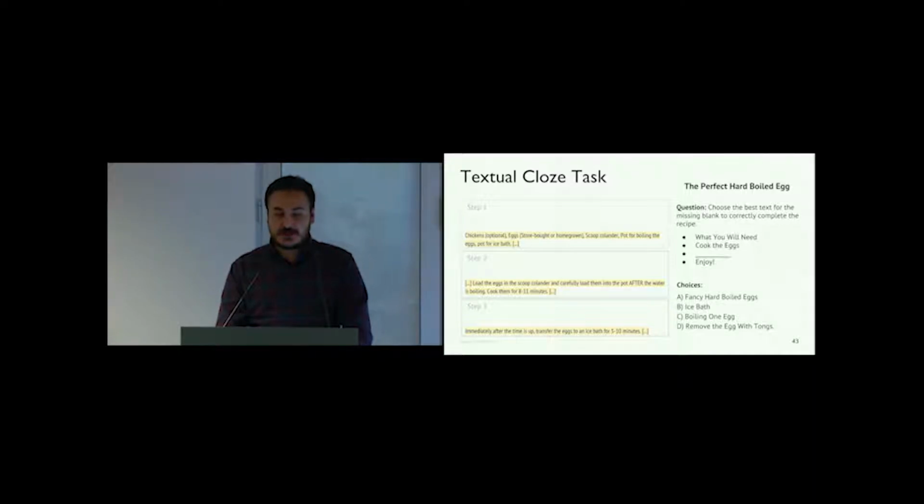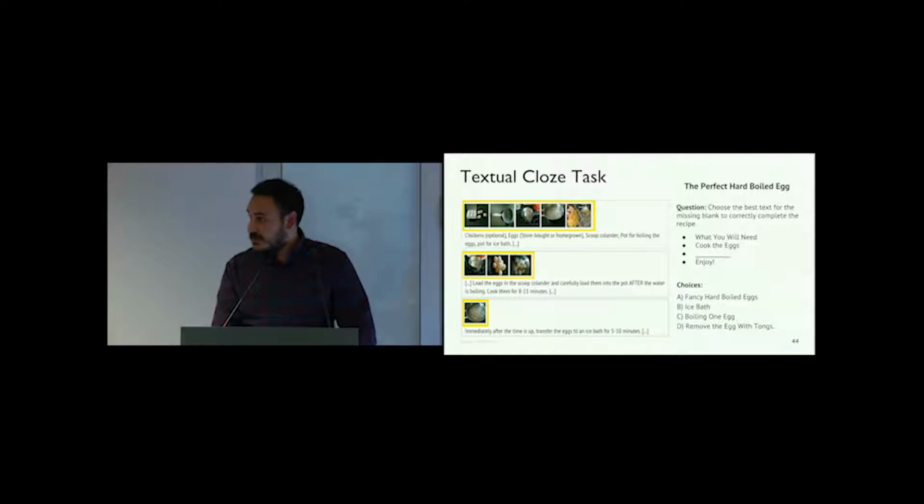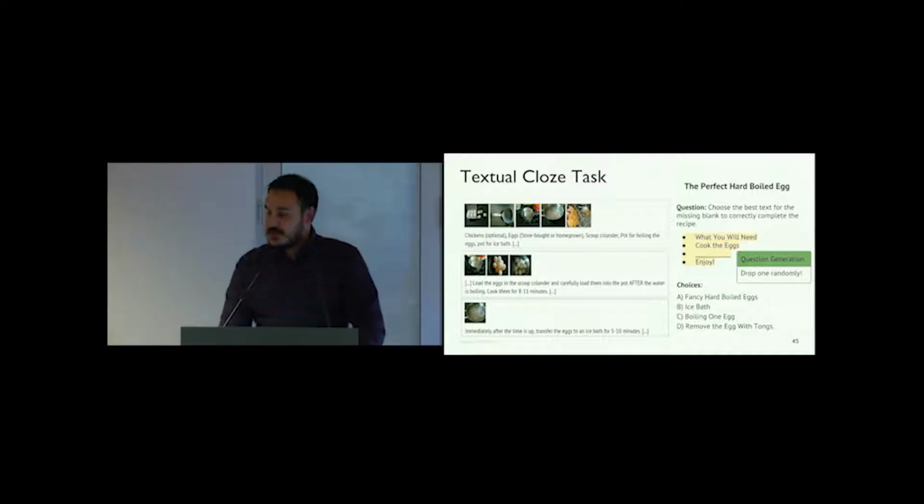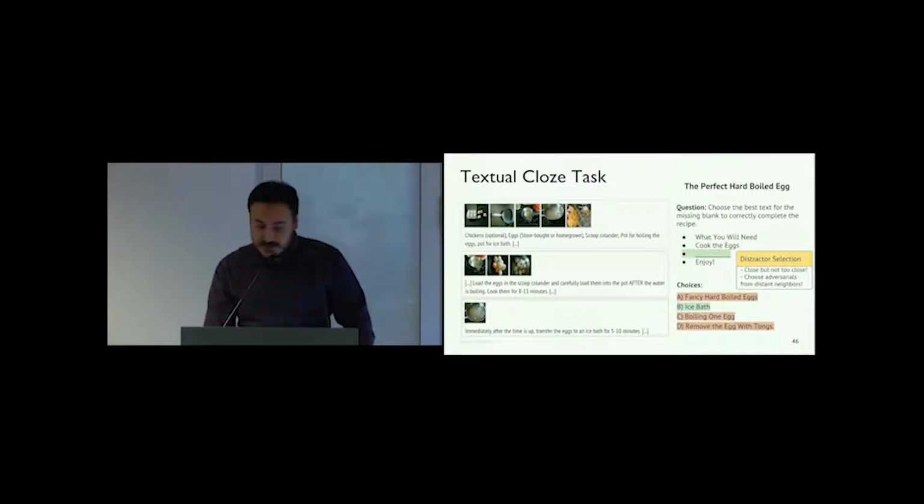There are two main differences. First, we have an arbitrary number of steps, and in the context, we have images as well. The goal of this task is to find the missing textual element in the question. While generating questions, we use step titles and drop one randomly. When selecting distractors, they are close but not too close. We accomplish this by choosing adversarials from distant neighbors.